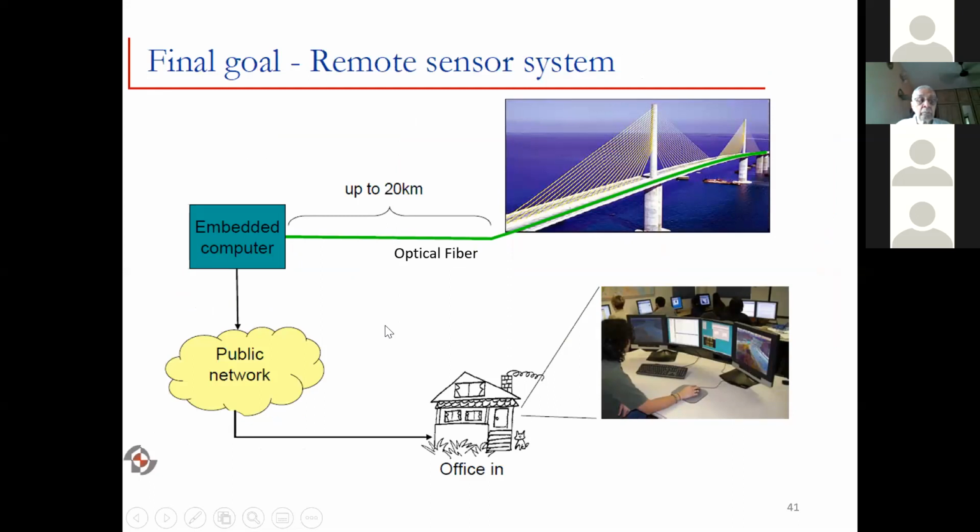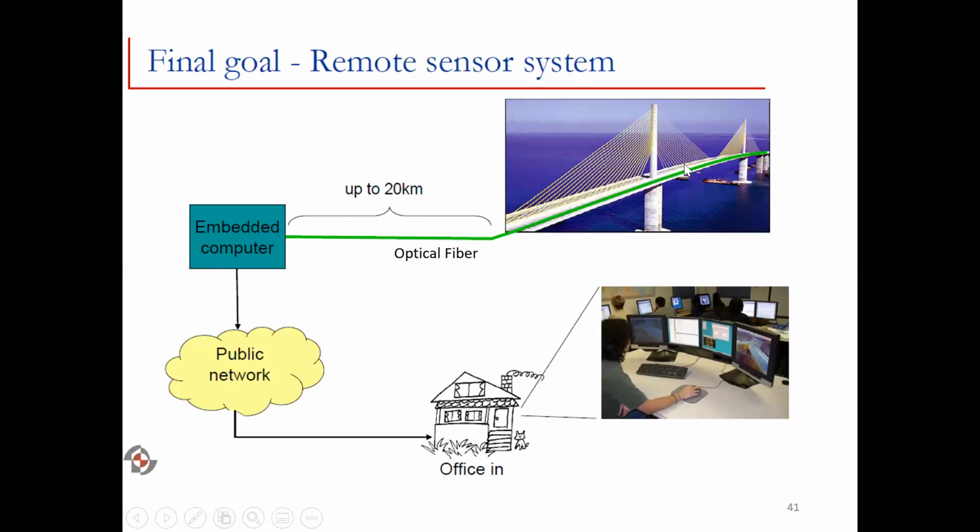So this is how we monitor the very, very long bridges. We put a very, very long length of optical fiber, and we don't require any power, right? Power is required only in the control room. Okay, and whatever we monitor on the interrogator, using GPS we can send it to a very remote location also, right?